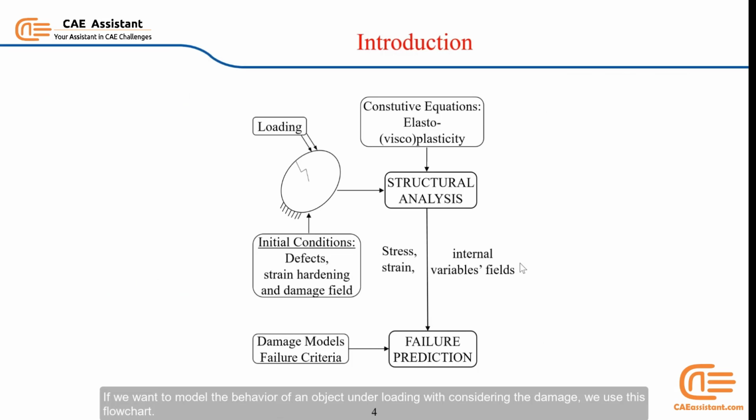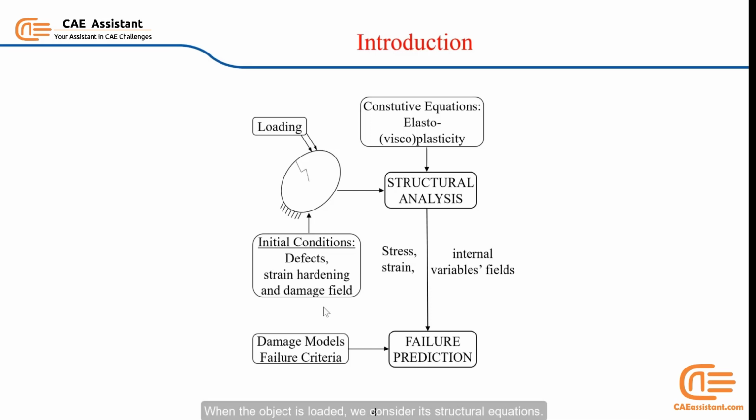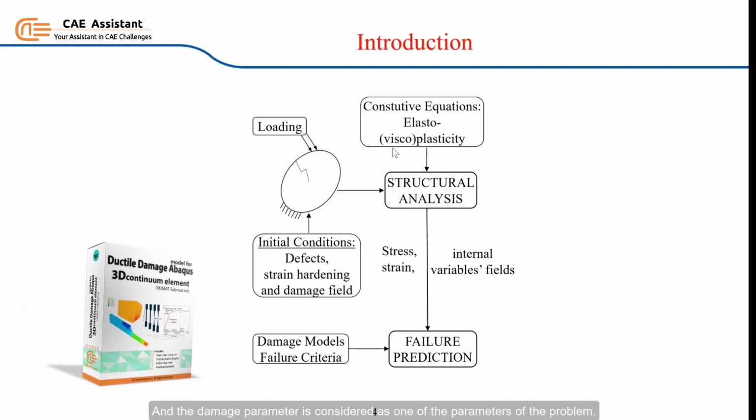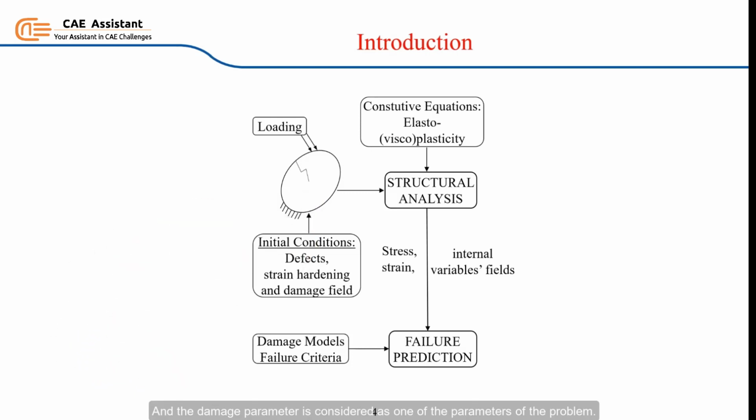If we want to model the behavior of an object under loading with considering the damage, we use this flowchart. When the object is loaded, we consider its structural equations. These structural equations can include elastic and plastic behavior. The initial conditions of the structure can be placed in these equations. It means material parameters affect elastic and plastic behavior. Here, the damage field is added to the problem by introducing the D parameter. And the damage parameter is considered as one of the parameters of the problem.